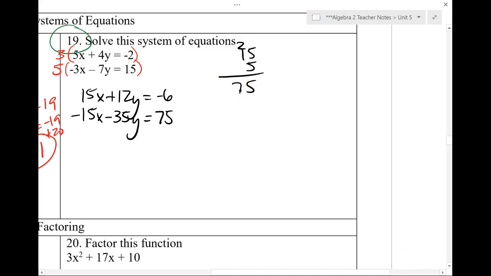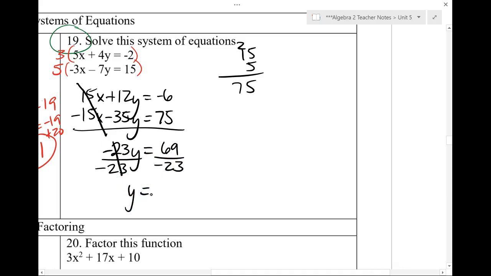Okay, now we know that eliminates, because 15x minus 15x is zero. And then what we're doing is basically combining the two equations. So now it's 12y minus 35y, which is going to be negative 23y. And then negative 6 plus 75 is going to be 69. Divide both sides by negative 23.